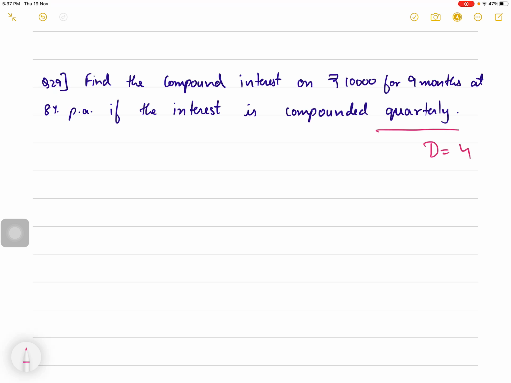Find the compound interest on 10,000, that means 10,000 is the principal amount. The period is 9 months, that means n is equal to 9 by 12, at 8% per annum, that means r is equal to 8%. So let's solve.